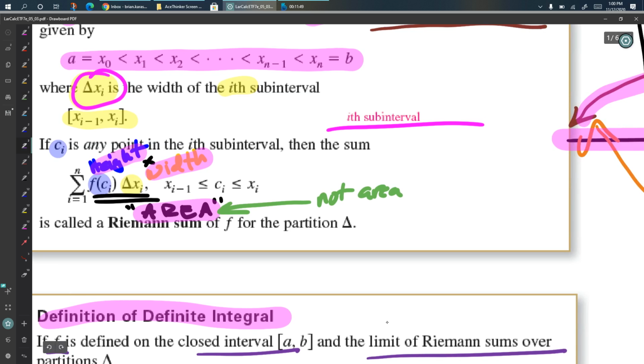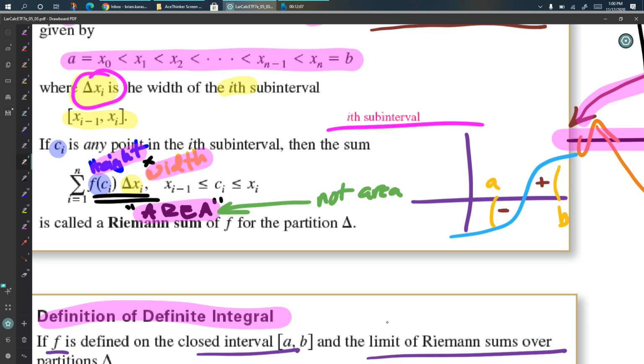So if you had a function that somehow goes from an A to a B, well, this piece is going to be negative, this piece is going to be positive, and depending on which piece ends up being bigger, that'll tell you the value of the Riemann sum in the end.